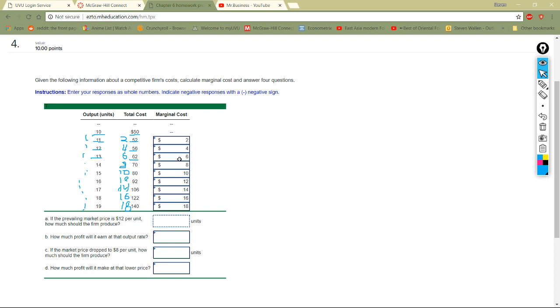Boom. All right. If the prevailing market price is $12 per unit, how much should the firm produce? Okay. What's our master formula? MC equals price. Because as long as I'm still making money, I'm still doing what? I'm still willing to produce. Just go back to that sandwich example. If it's $4.99 and I'm selling it for $5, I'm still willing to produce, and I'll keep producing until marginal cost hits price. Okay? So, $12.